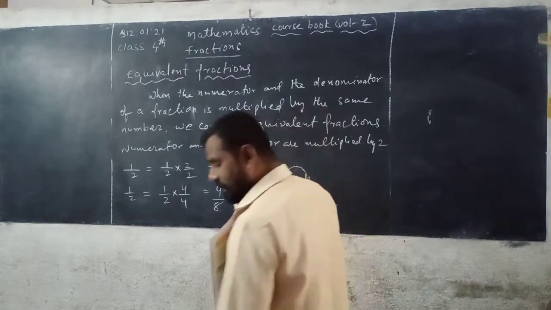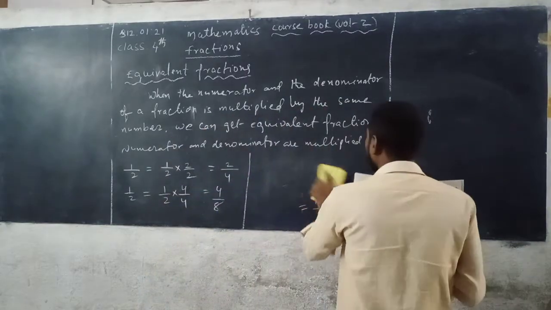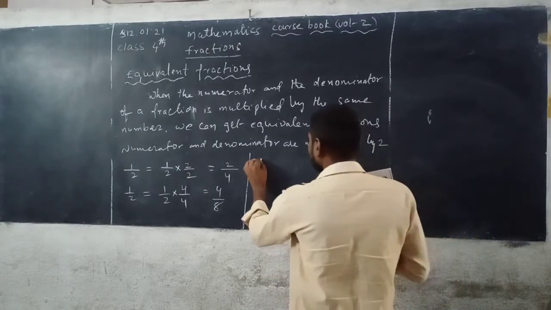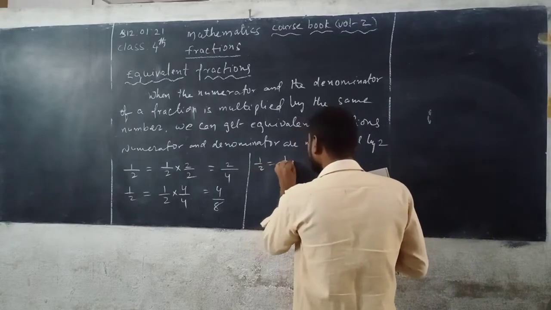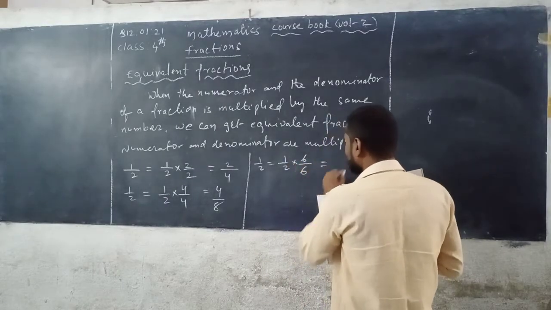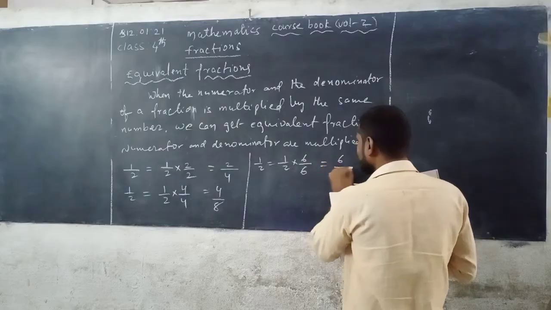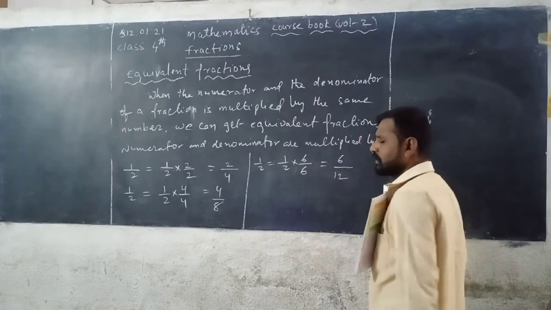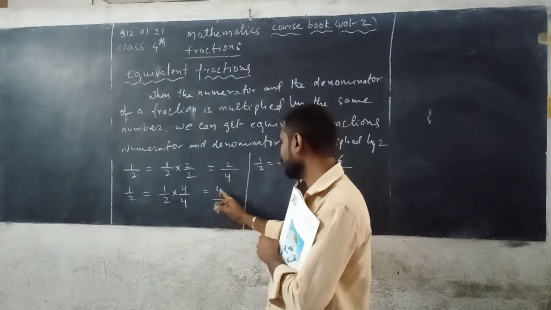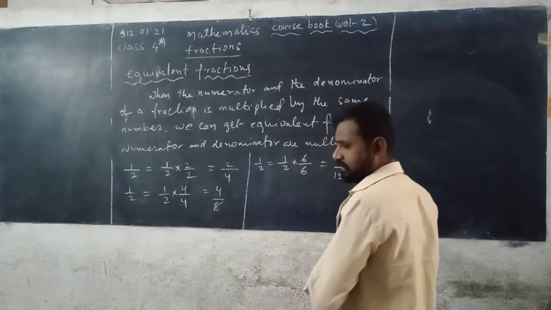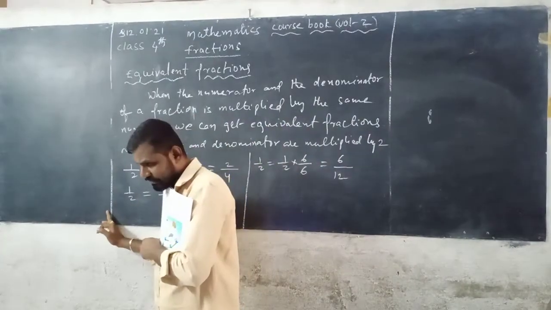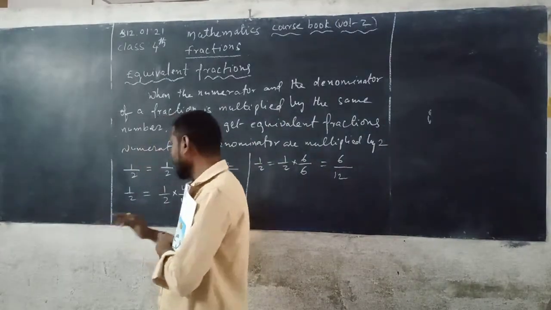Next, numerator and denominator are multiplied by 6. Means 1 by 2 is multiplied by 6 by 6. It can be written as 1 6s are 6, 2 6s are 12. So now we got new fractions, that is 2 by 4, 4 by 8, 6 by 12. These three fractions are equivalent to 1 by 2.